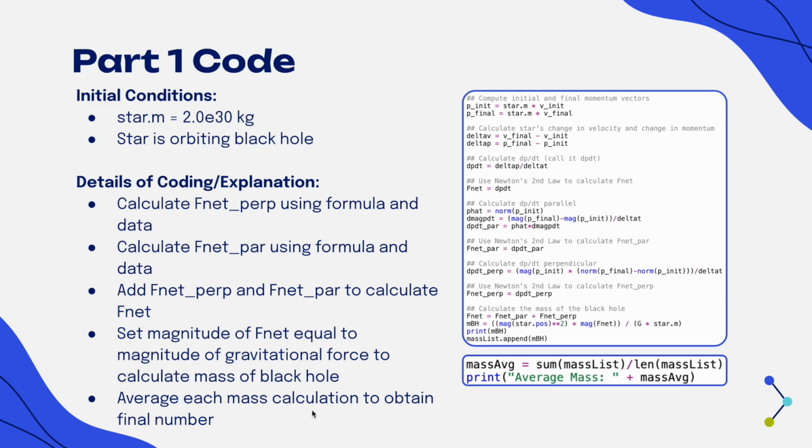And then lastly, just averaging each mass calculation within the for loop. So what this is doing is finding the mass. It goes through all the steps that I just described, and it's adding it to a list each time it loops through all this code. And lastly, what this is doing is just averaging all the mass values calculated inside of that loop.